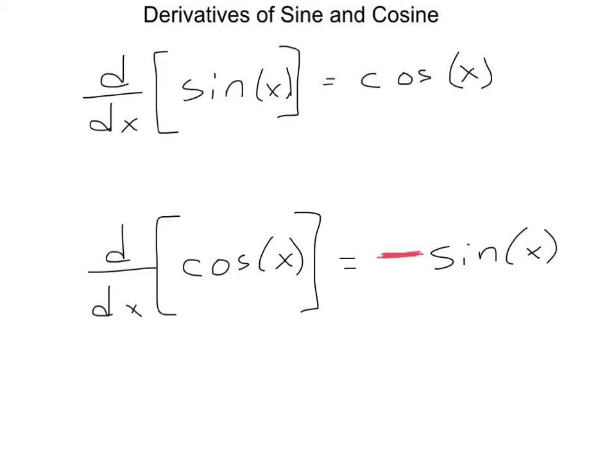The derivative of sine is cosine. The derivative of cosine is negative sine. I put that negative there in red in hopes that you would notice it and remember it and not forget that the derivative of cosine is negative sine. Okay, so get these memorized.